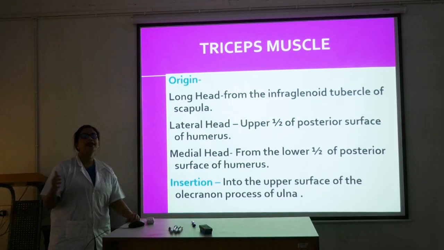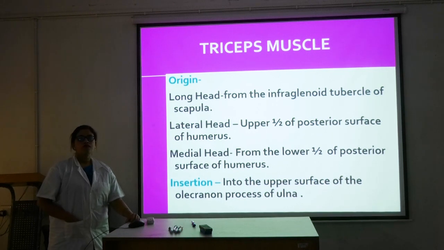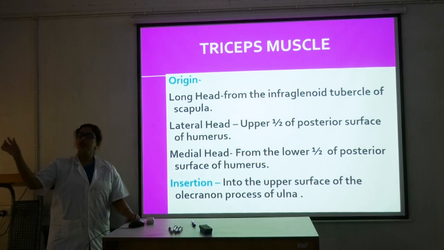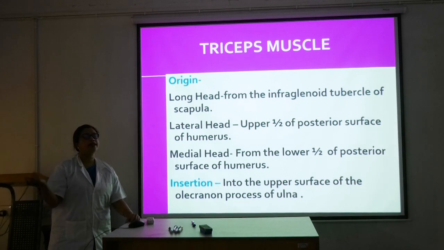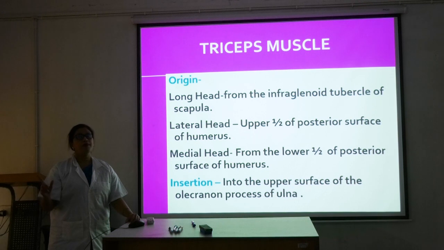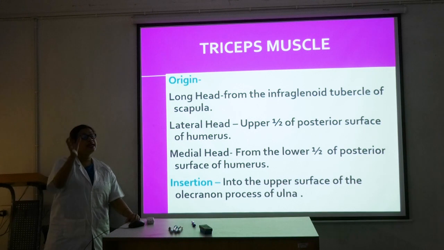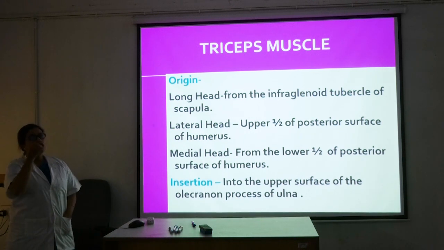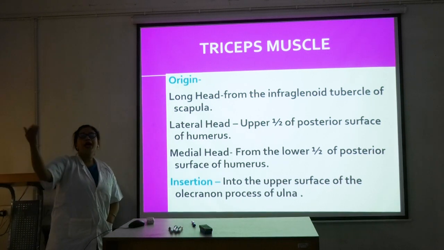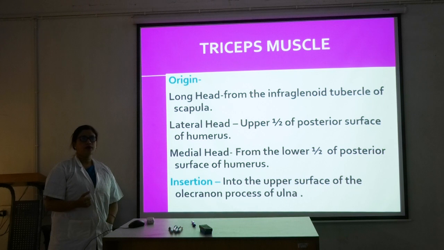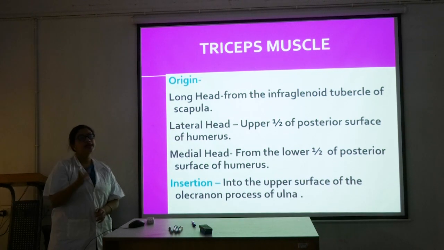Then the medial head and the lateral head originate from the shaft of the humerus, so both are from the humerus. Remember, not the medial or lateral side. Understood? The lateral head takes origin from the upper half, and the medial head from the lower half. Lateral will be above, medial will be below.